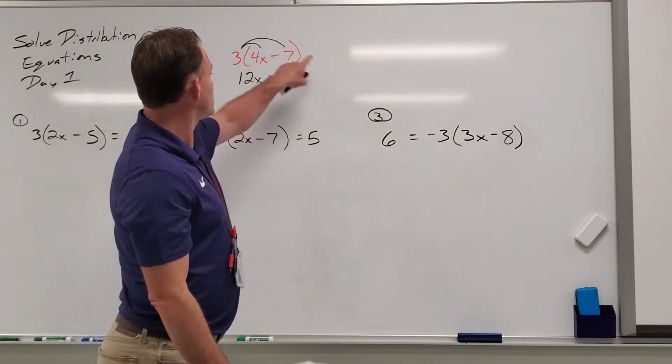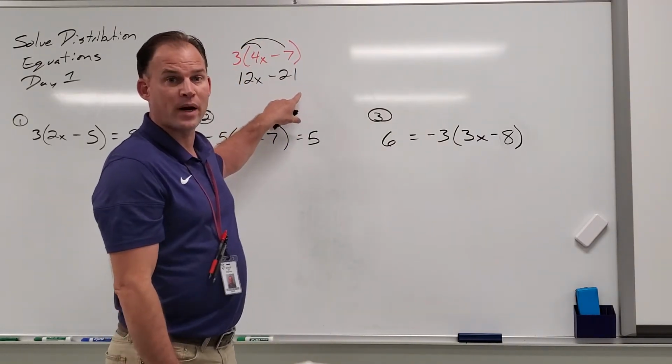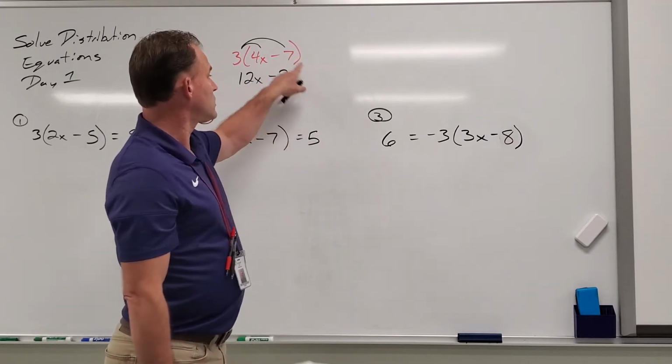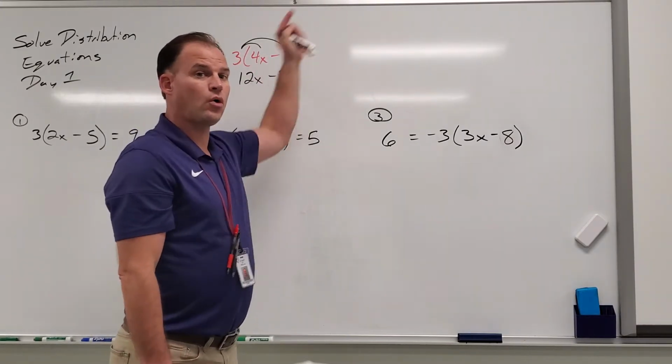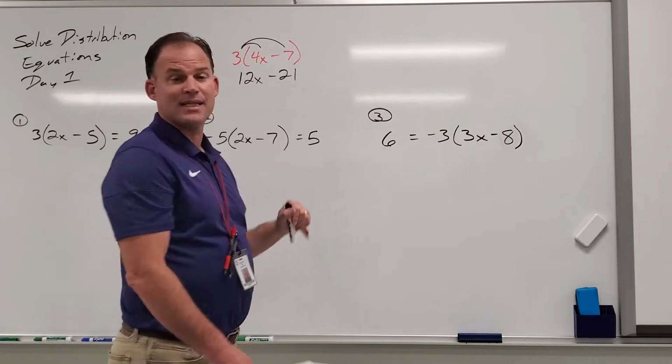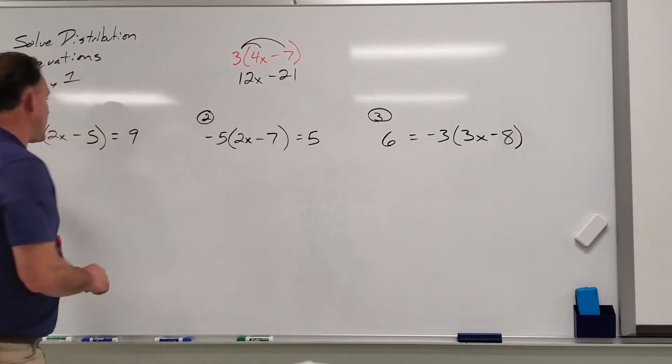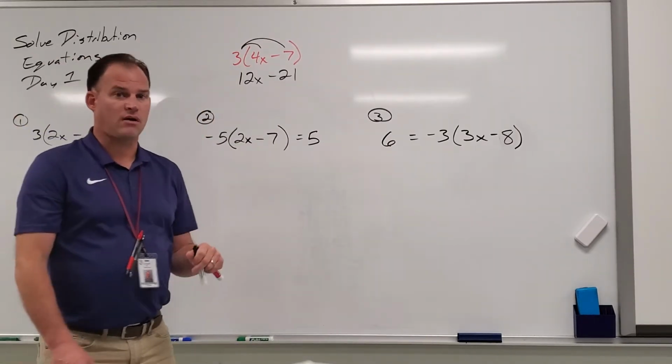On your assignment, there'll be a couple of just distributions you won't have to solve. If there's no equal sign, the problem is done right there. No equal sign, there's nothing to set it equal to, there's no opposite operations. That's it. When we have equal signs, then we would continue to solve the equation.